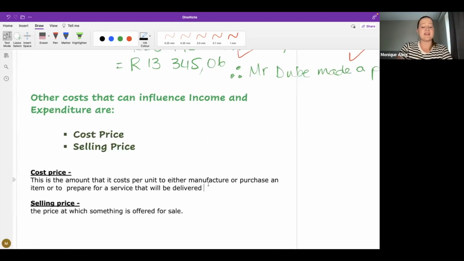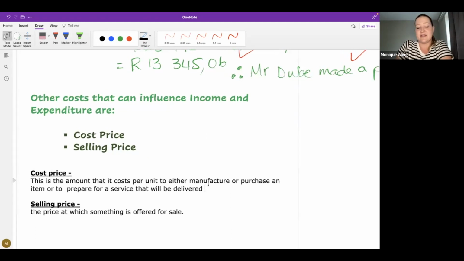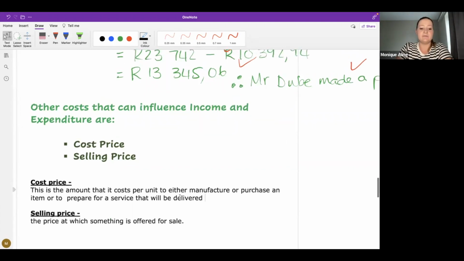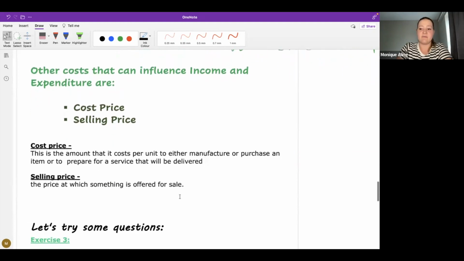But just remember, they can ask you some definitions in an exam, so it's always important to try and remember them as many as possible. Okay, so now let's look at this in some activities.